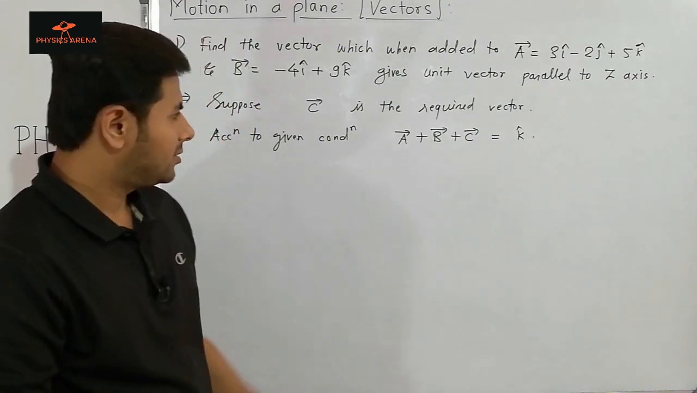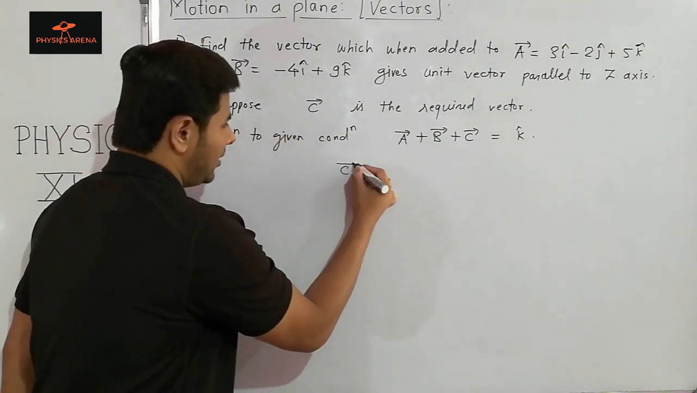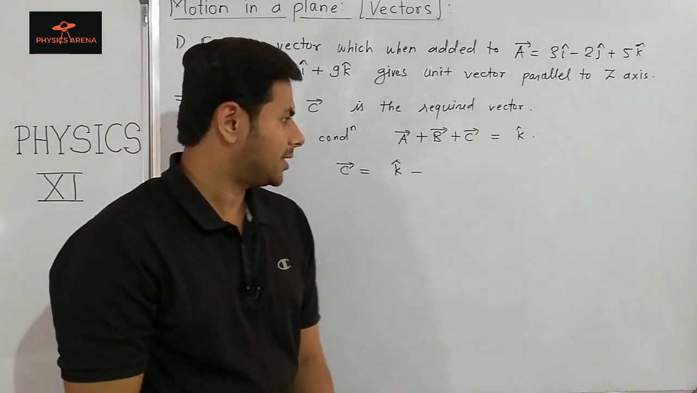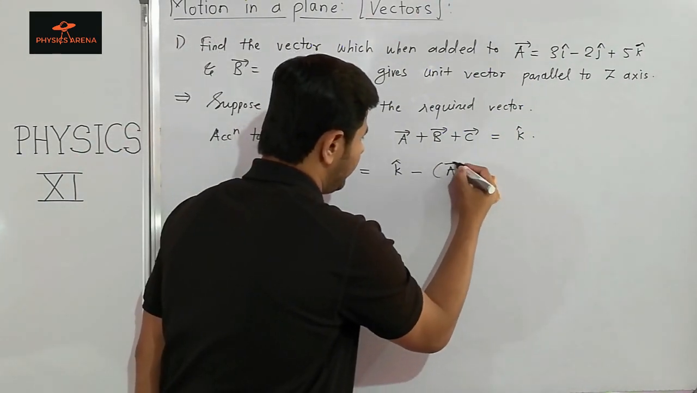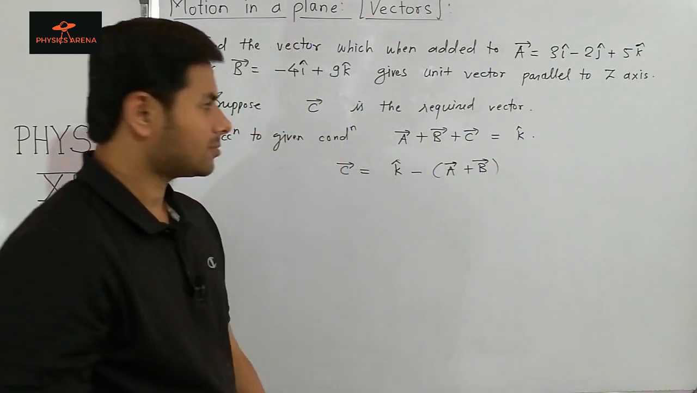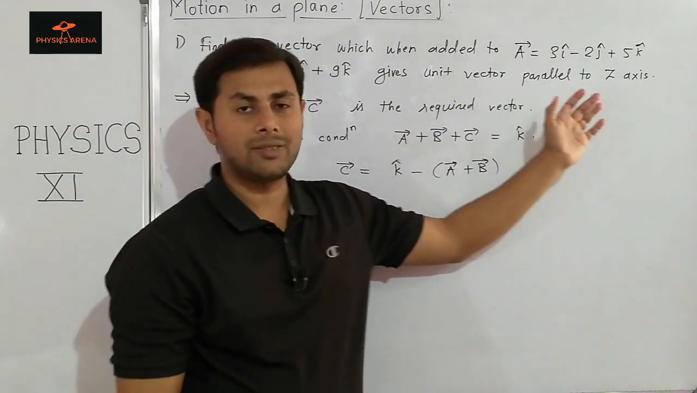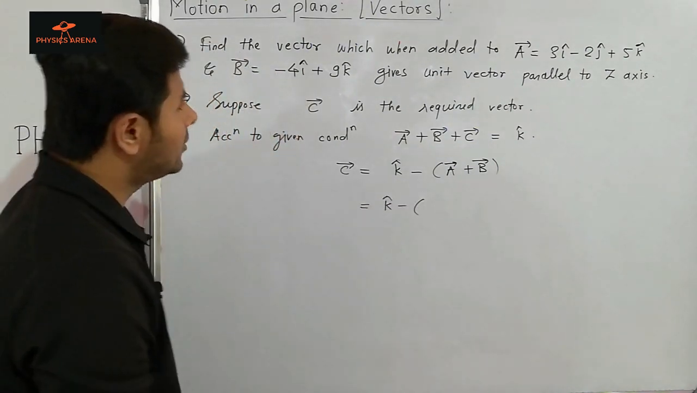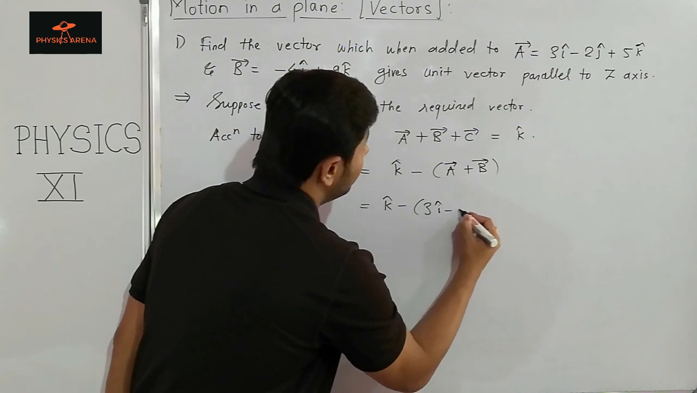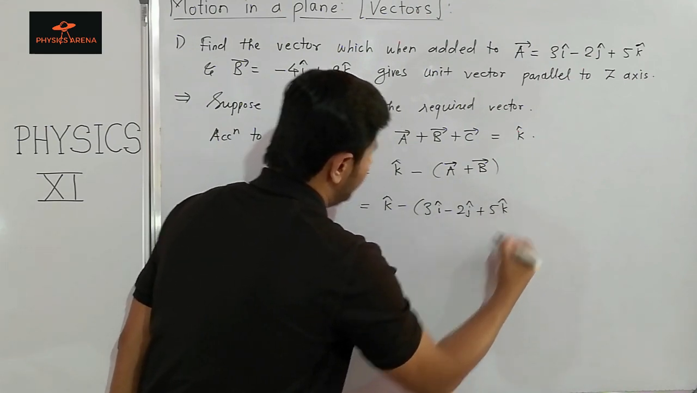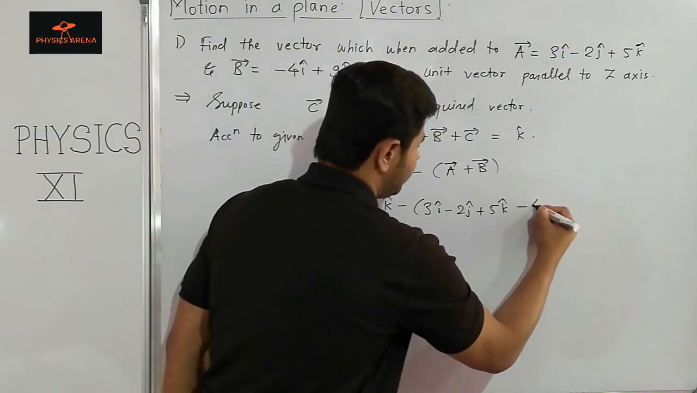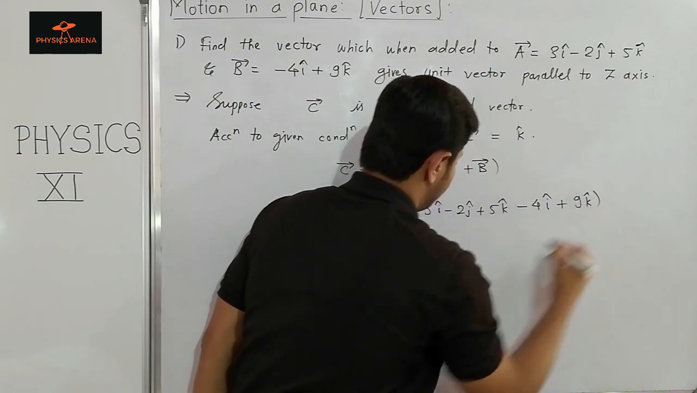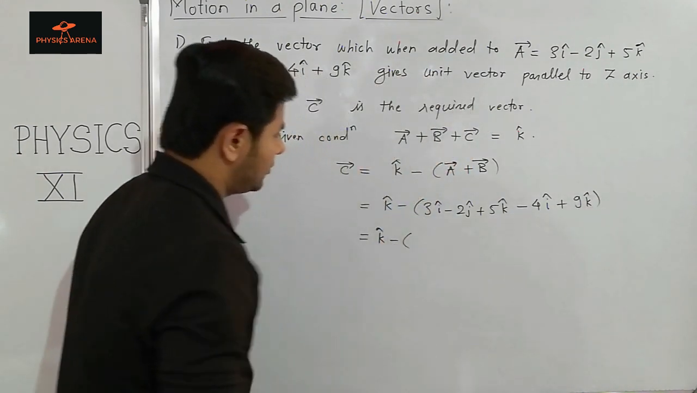So this is very simple. What will be c bar then? So c bar equals k cap minus, we'll take this a bar and b bar on the other side, so it becomes minus of a bar plus b bar. Now we have to just plug in the values of a bar and b bar. So let's substitute. So a bar is 3i minus 2j plus 5k. And what's b bar? It is minus 4i plus 9k. So let us solve this.